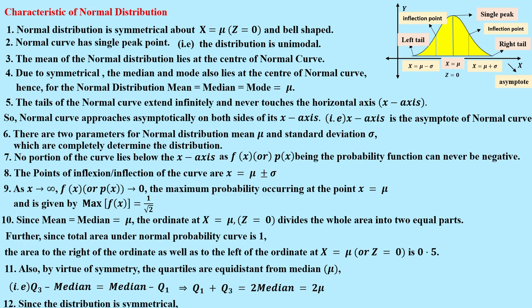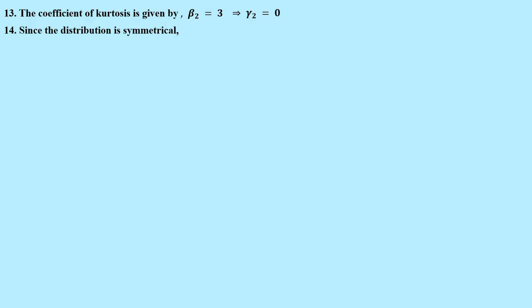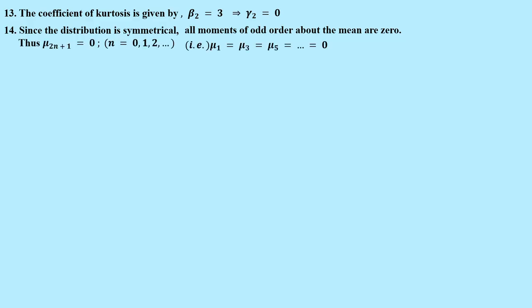Since the distribution is symmetrical, the moment coefficient of skewness is given by beta 1, that is equal to 0. This implies gamma 1 equal to 0 because gamma 1 depends on beta 1. The coefficient of kurtosis is given by B2, right? Since the distribution is symmetrical, all moments of odd order about the mean are 0. That is mu 2n plus 1 equal to 0, n is equal to 0, 1, 2, etc. And this mu 1, mu 3, odd order, right? Mu 5, all are 0.